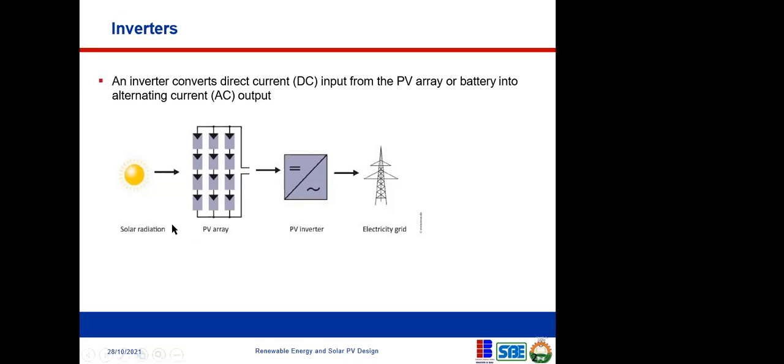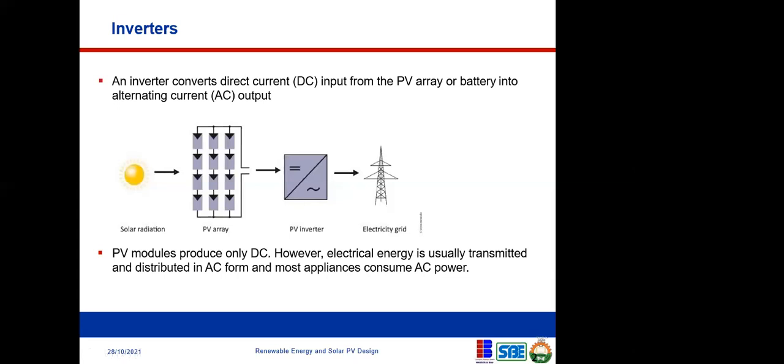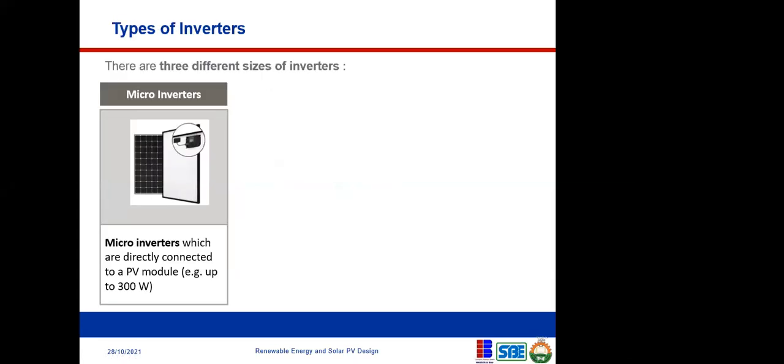It's depicted by the pictures that we have here. You have the solar radiation, it goes through the PV array that converts it to a DC current. And this is an inverter that converts it to AC current before you feed it into the grid or into your homes for whatever use you want. So PV modules produce only DC. I explained this already.